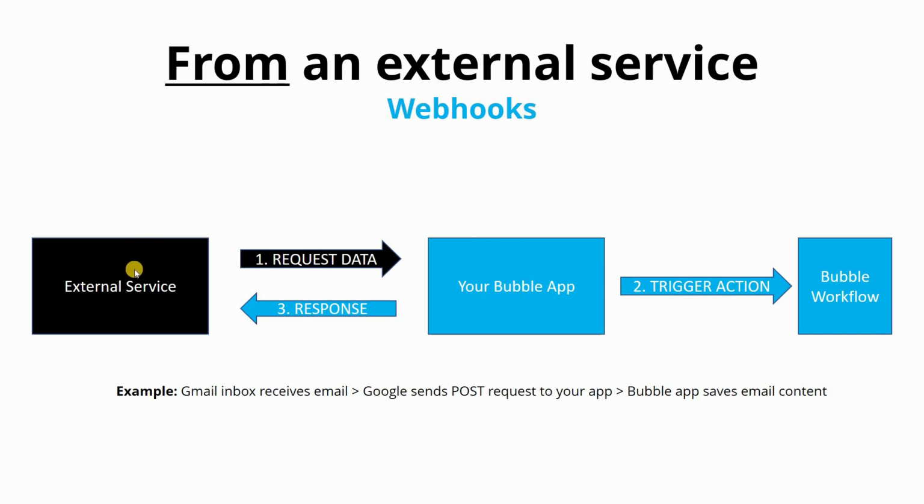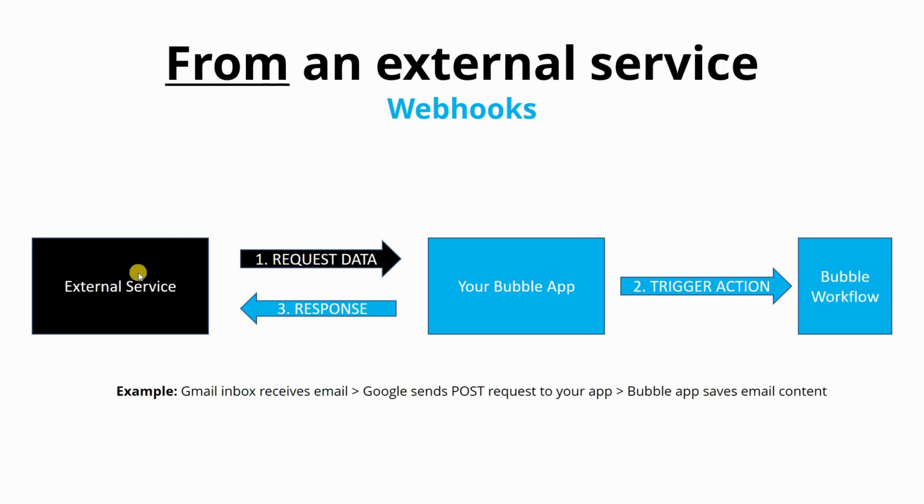So it's basically Gmail saying, hey, Bubble app, I've got this new email for you, here are all the details. And then from there, your Bubble app can receive that data and extract whatever you need to extract in order to perform other actions inside your app. So maybe you want to save that email content, or maybe you want to trigger a workflow within your app.